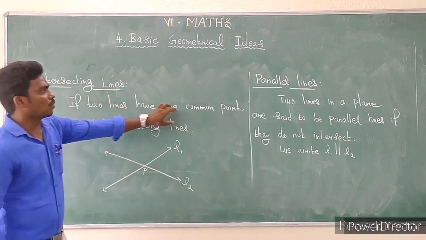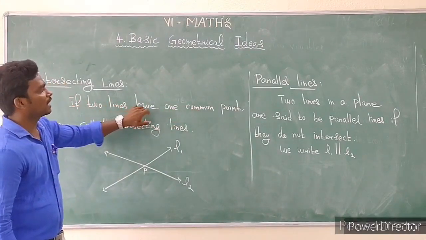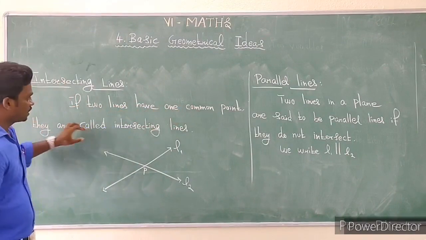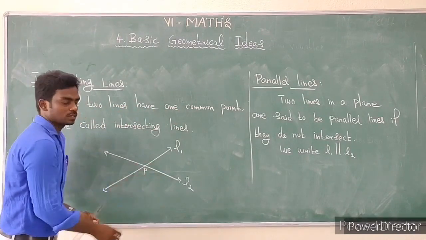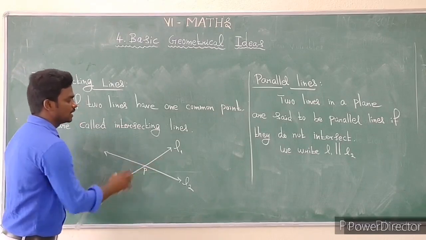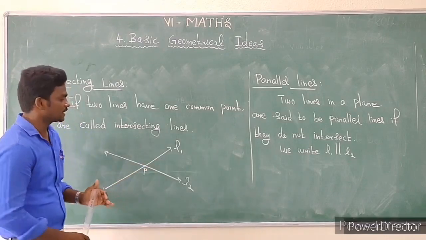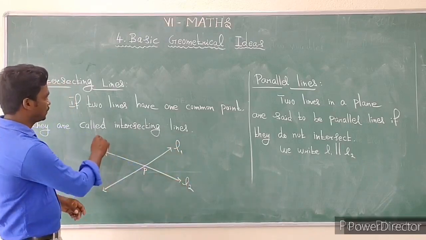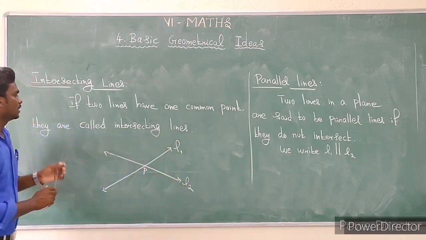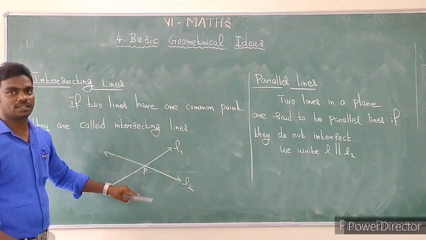See, if two lines have one point common, here the two lines have only one common point. This is called an intersecting line. Here we can say L1 is intersecting L2. If two lines have one common point, they are called intersecting lines, right?